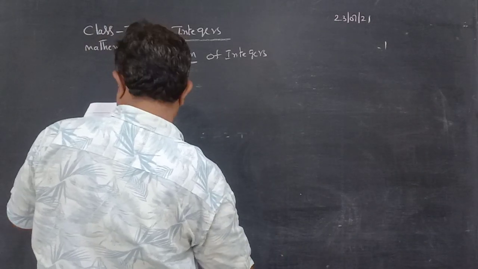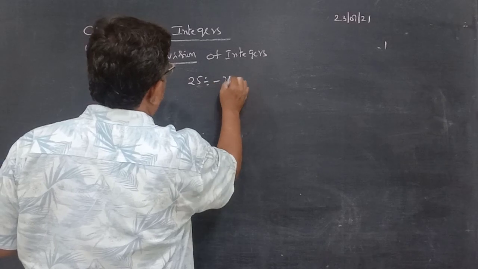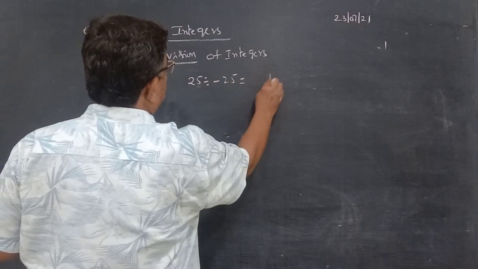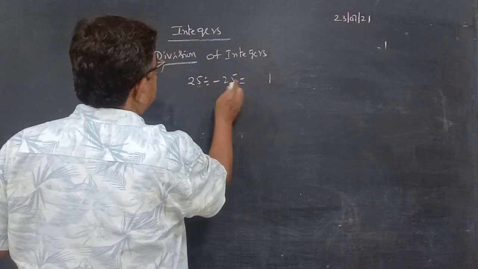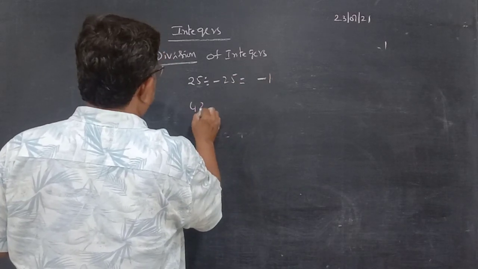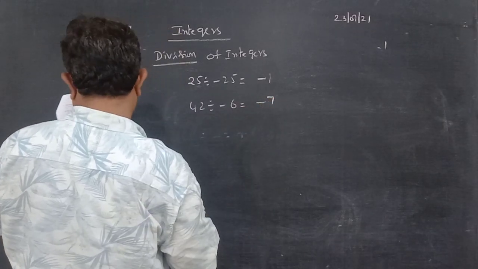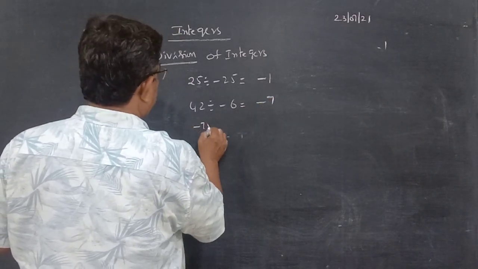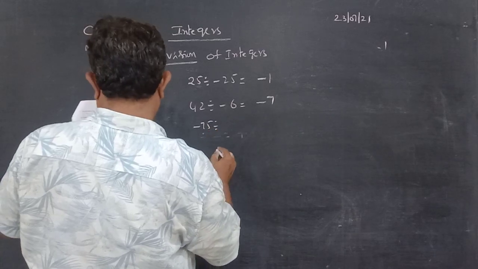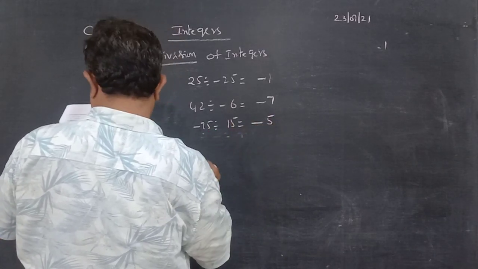You can simply answer. 25 divided by minus 25. 25 divided by 25 equal to 1. This is positive and this is negative, the quotient is negative. Next, 42 divided by minus 6. The quotient is minus 7. Minus 75 divided by 15. The quotient is minus 5.